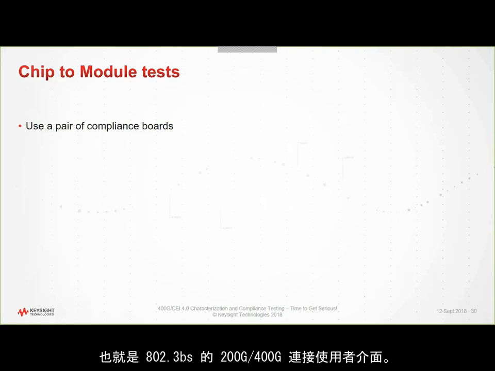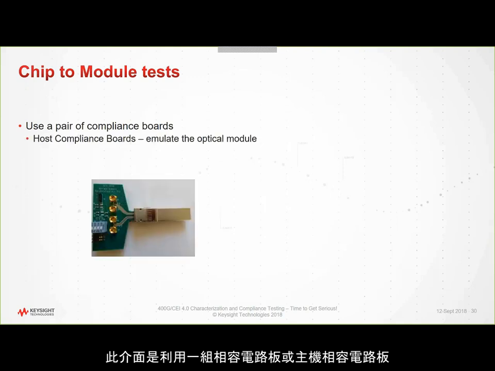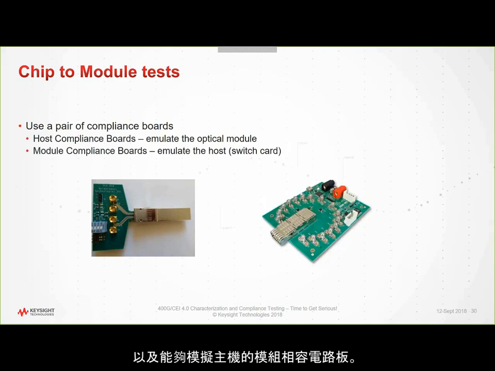So now let's dive into the specifics of this. This is actually Annex 120E, which was the 200G, 400G attachment user interface for 802.3bs. And like all of these attachment user interfaces, they use a set of compliance boards: a host compliance board, which emulates the module for testing a host device, and a module compliance board, which emulates the host. Now, you see that the module compliance board is a bit more complicated because you need power supplies, and usually you have a management interface bus on a module that you have to bring out to control it. So that's what the extra connectors are on that board.